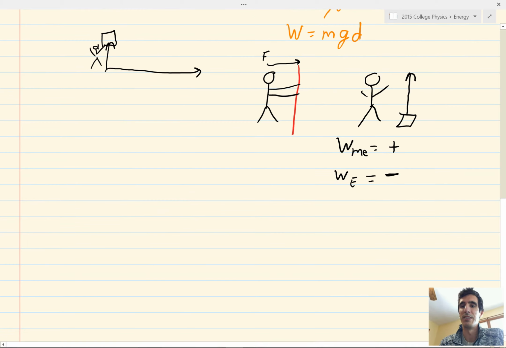Now, what about when I'm setting it down? Let's do a different color so we can differentiate the two. When I'm setting it down, if you think about it, I'm resisting the acceleration or the force of Earth. So the work of me, even though I'm setting it down, I'm kind of applying an upward force. Otherwise, it just falls straight down. So the work of me is negative. That's me on the object. The work of Earth, the object is moving down, and Earth's force of gravity is down. So that work is positive.